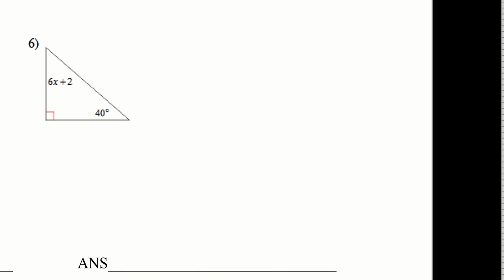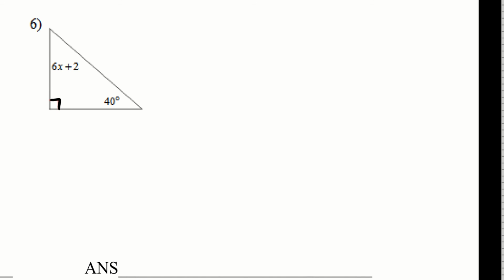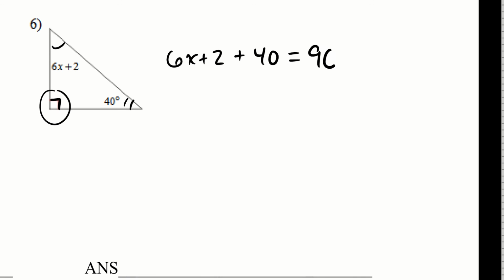This one, you can see that this is a right triangle, and I've got a right angle. These two smaller angles right here are the acute angles in a right triangle, and because this is already locking up 90 degrees, it's just a fact that the two acute angles have to be complementary. That means that if I add these two acute angles up and they are complements, they have a sum of 90 degrees. So 6x plus 2 plus 40 has to equal 90.